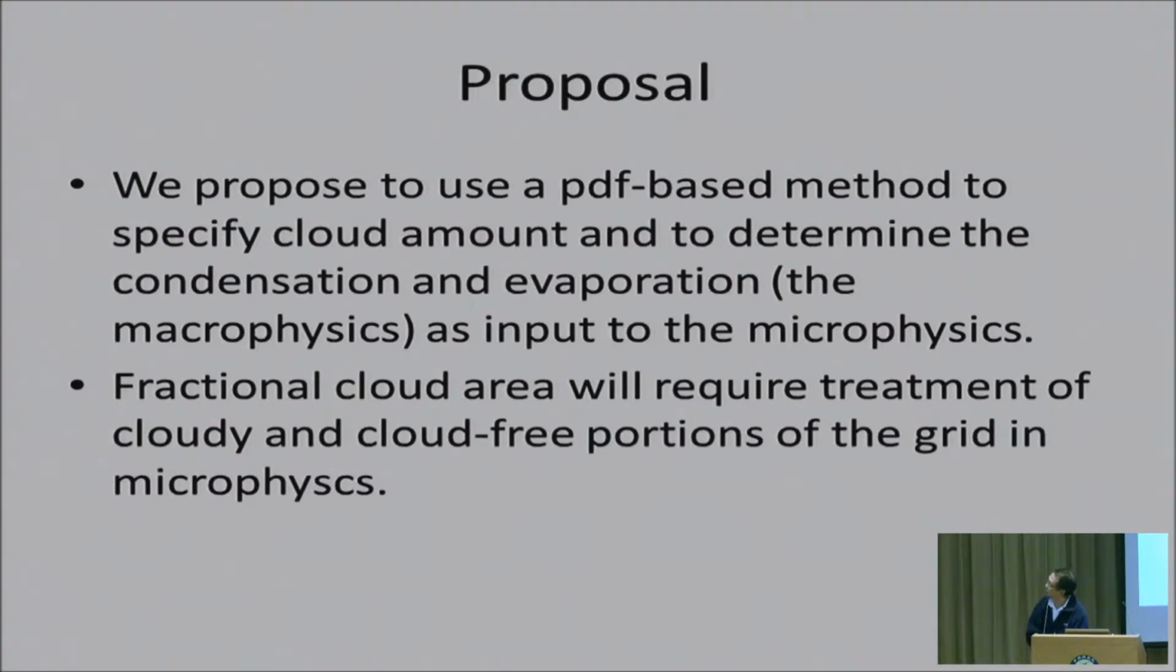So I decided we're going to try to look at it from a unified point of view. And I started because a lot of people have been looking at the probability density function-based method to specify cloud amount. And as I looked into it, I realized that to deal with fractional cloud, it's not just the cloud amount that's the issue. The issue is also the condensation and evaporation in an unsaturated grid. And this is what NCAR has put together and called macrophysics. And they create the input to the microphysics, okay? And in addition, fractional cloud area requires treatment of cloud and cloud-free portions of the grid in microphysics.